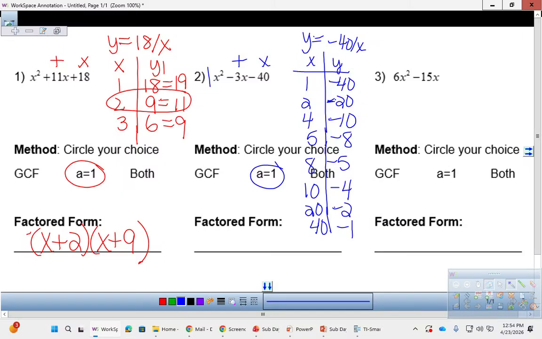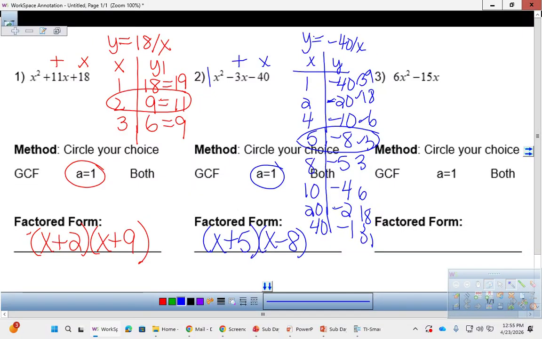I'm looking for the pair that adds side by side to negative 3. So like 1 plus negative 40, well that's negative 39. 2 minus 20, that's negative 18. 4 minus 10, that's negative 6. 5 minus 8, that's negative 3. That's the pair that I want. I could keep checking. This would be positive 3, positive 6, positive 18, positive 39. But I want the list that adds to negative 3. And that's going to be a positive 5, so I'll do a plus 5, and a negative 8, so I'll do a minus 8 in factored form.